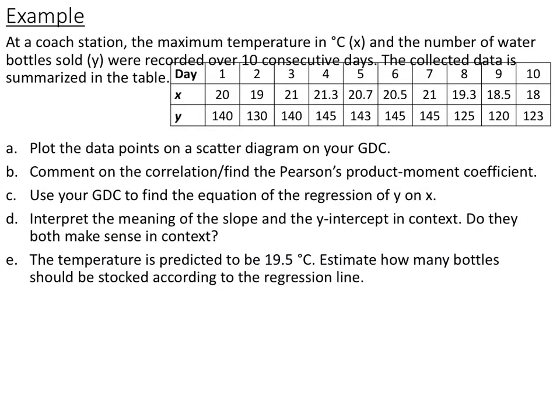So the next example: at a coach, which is a bus station, the maximum temperature in degrees Celsius is X and the number of water bottles sold is Y, recorded over 10 consecutive days, and there's the data. So go ahead and pause the video and do parts A through C. So plot the data points on a scatter diagram just on your graphing calculator. Comment on the correlation, so qualitatively, and then also find the quantitative Pearson's product moment correlation. And then while you're doing that, write down your regression of y on x from your graphing calculator.